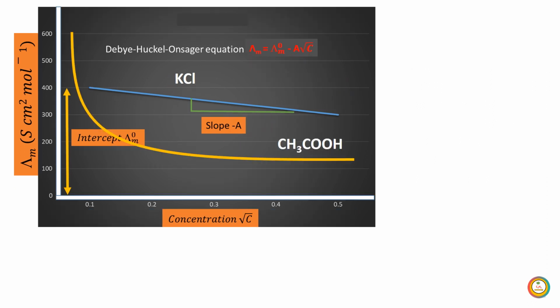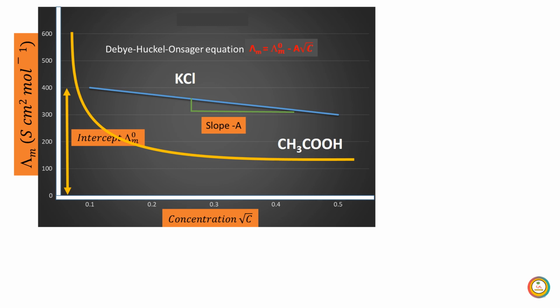Now look, this is the graph for strong electrolyte and weak electrolyte. For the weak electrolyte, when we increase the dilution, the value of lambda m increases exponentially. So there is a sudden spike in the value of lambda m by increasing dilution.